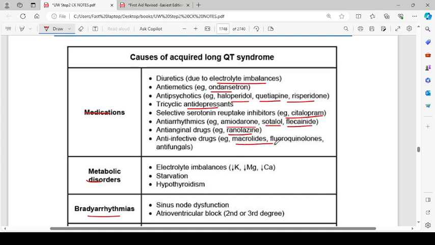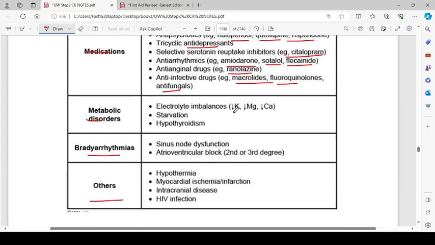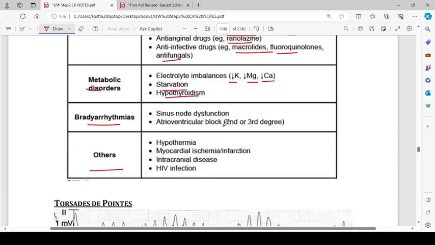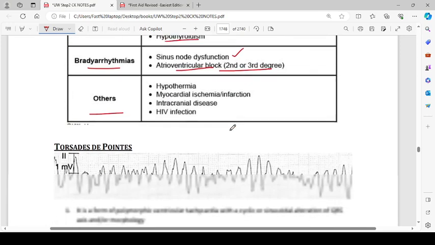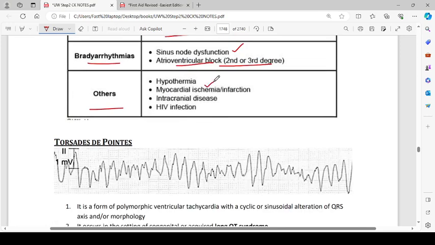anti-infective drugs like macrolides, fluoroquinolones, and antifungals. Metabolic disorders include electrolyte imbalances like hypokalemia, hypomagnesemia, and hypocalcemia, starvation, and hypothyroidism. The bradyarrhythmias include sinus node dysfunction and second or third degree AV block. Others include hypothermia, myocardial ischemia and infarction, intracranial disease, and HIV infection.